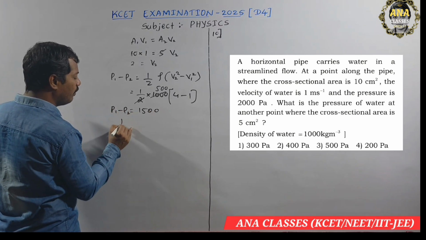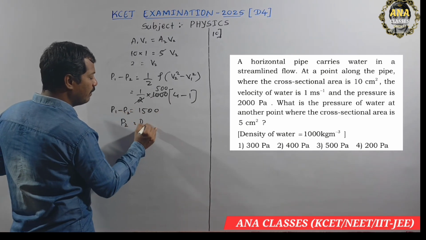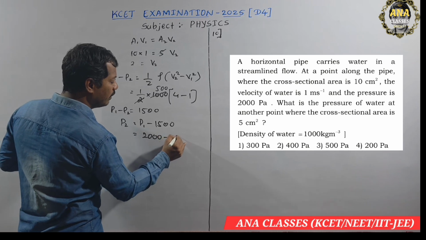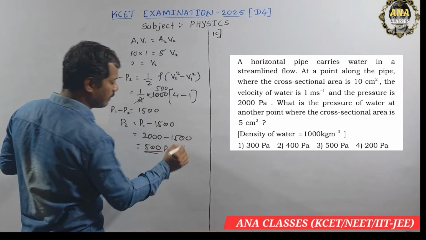We want to calculate the value of P2. So P2 is equal to what? It is P1 minus 1500. P1 is equal to 2000 minus 1500. So the answer is equal to 500 Pascal.